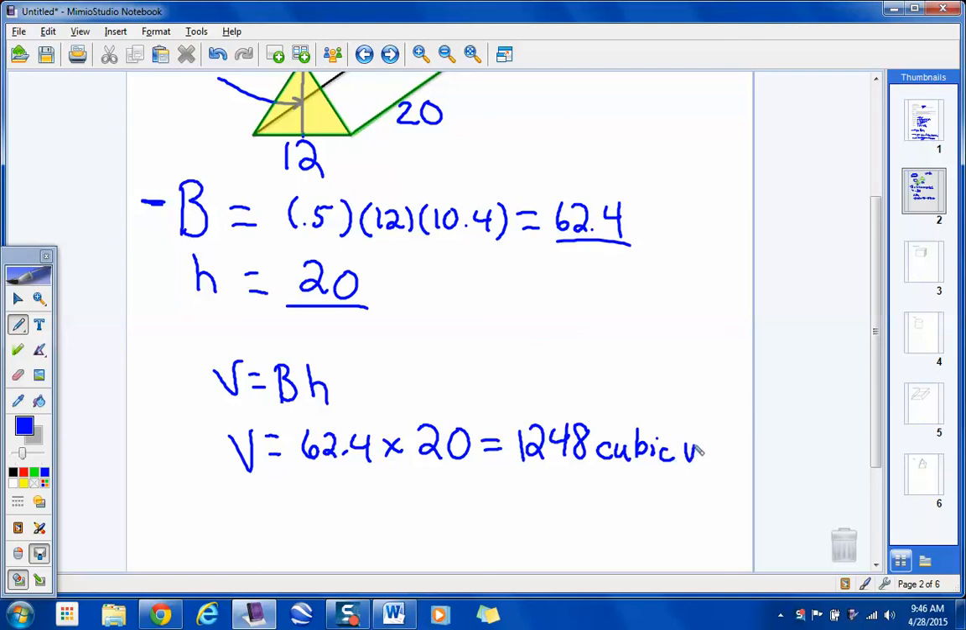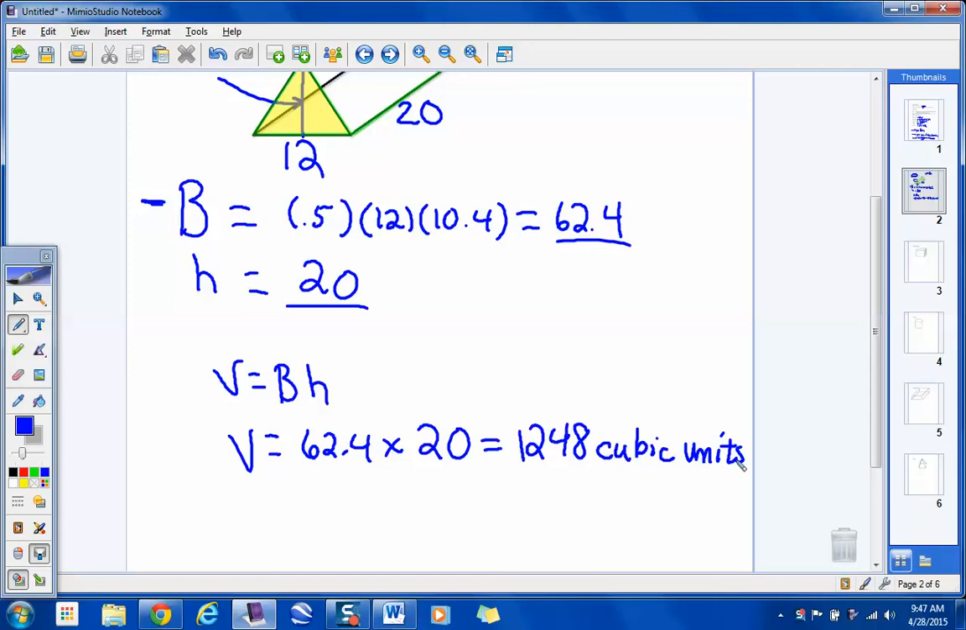Cubic units. Why not square units, guys? Why cubic units? Because we're talking about the number of units on the inside. Three dimensions on the inside, okay? Do you understand what I just did there? Find the area of your base. Your base is the shape of the name of the prism. In this case, a triangular prism, so the base is a triangle. You understand that height's the distance between your bases then, right?